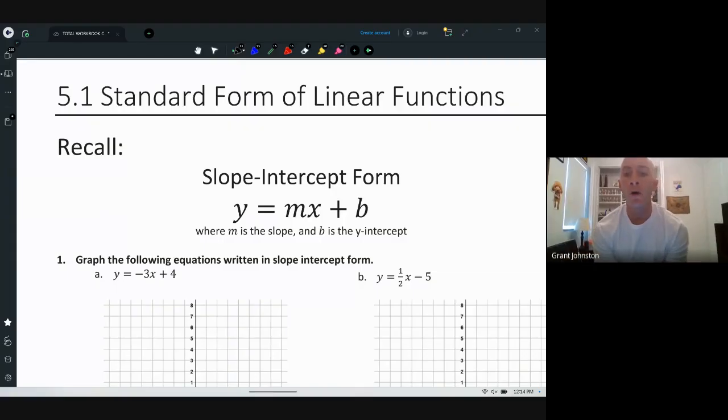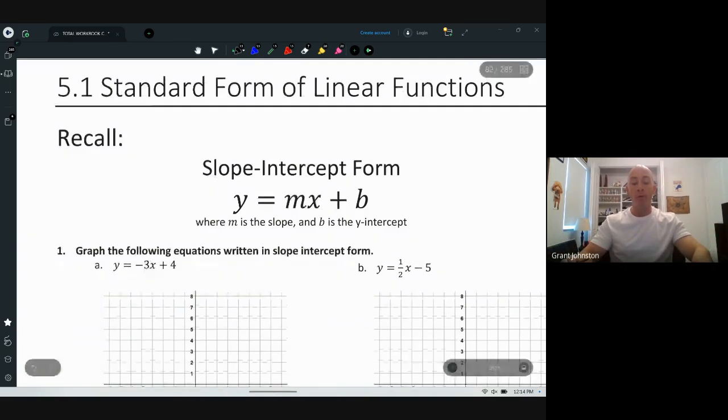Standard form of linear function. So before I get into this standard form, I'm just going to do a quick review of the slope-intercept form, because there's a few different forms of linear functions. In the last unit, we were all focused on slope-intercept form. So I'm just going to review that really fast.